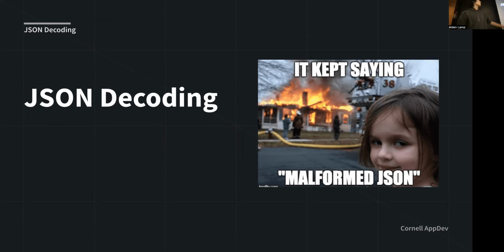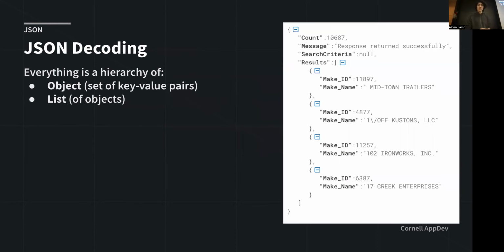By the way, if you get a malformed JSON, that's probably not your fault. That's probably the backend's fault. Just throwing it out there. So on the right, you'll see this is the actual exact JSON from the URL that I got. It's just formatted nicely here.